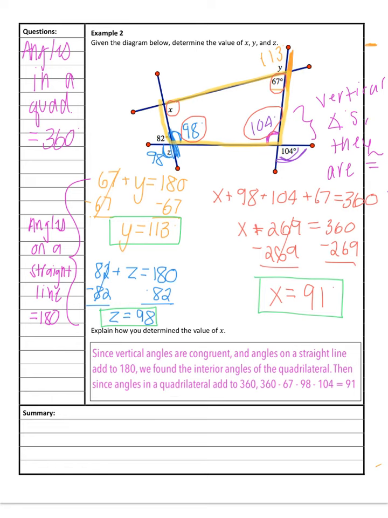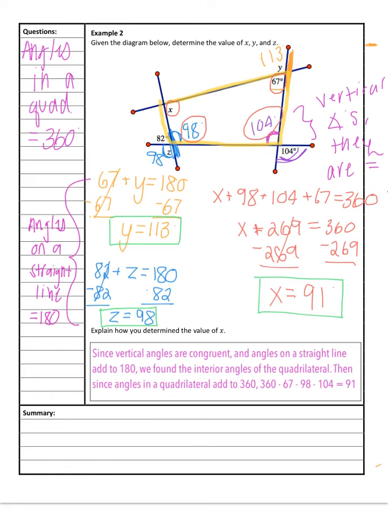So the big ideas here were that we knew vertical angles are congruent. We also knew that angles in a straight line add up to 180. So knowing that, we were able to find the interior angles of the quadrilateral. That was the 67, the 104, and the 98. Then from there, we knew that angles in a quadrilateral have to add to 360. So we were left to do the subtraction. 360 minus the 67 minus 98 minus 104 left us with a final answer of 91 degrees for x.